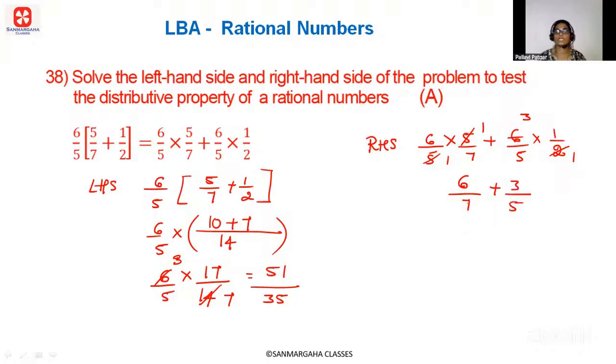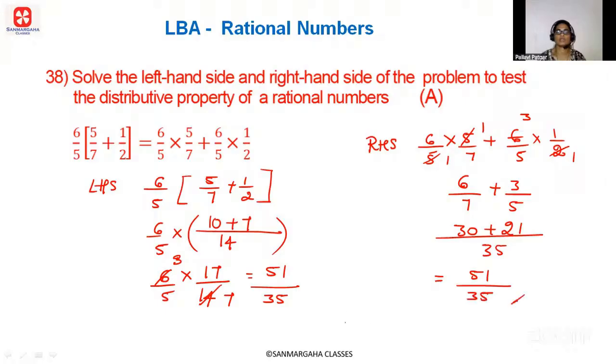So here if we add these two numbers, the LCM of 7 and 5 is 35. So in the numerator, 7 5s are 35. So we multiply 5 with the numerator, so 6 5s are 30 plus 5 7s are 35, so 7 3s are 21. So this is equal to 30 plus 21 is 51 divided by 35.